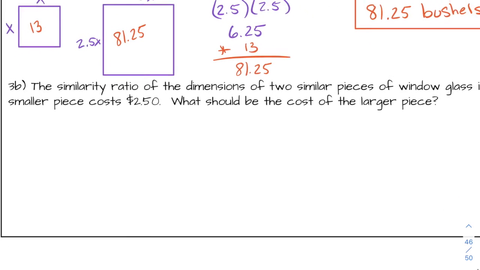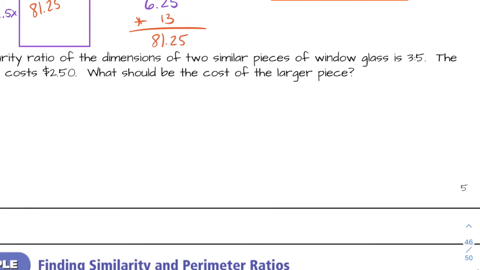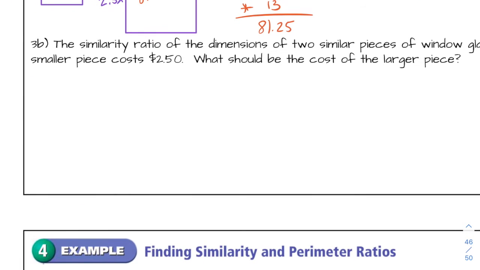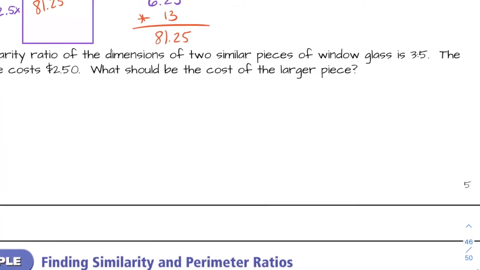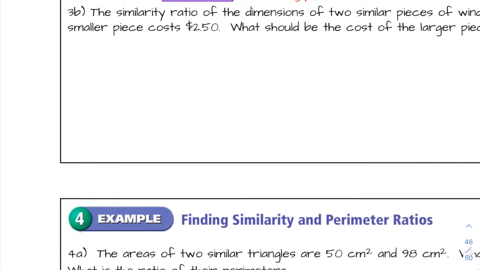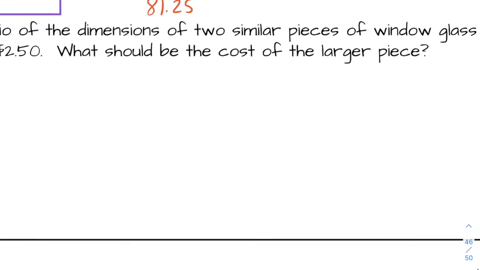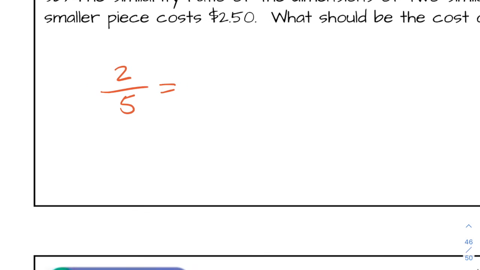All right. The similarity ratio of the dimensions of two similar pieces of window glass is 3 to 5. The smaller piece costs $250. What should the cost of the larger piece be? So the similarity ratio of the dimensions of two similar pieces of window glass is 3 to 5. So this is already accounted for its area. I'm sorry, it was 3 to 5.